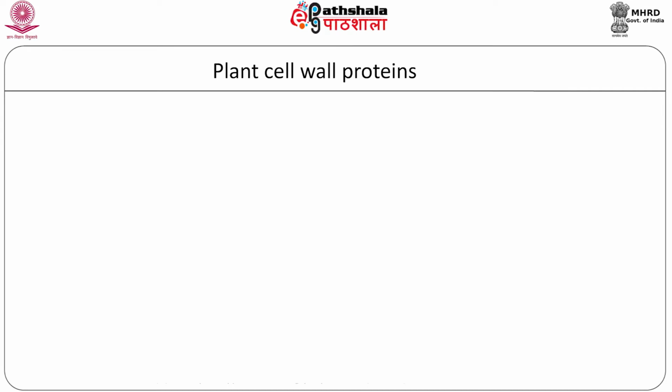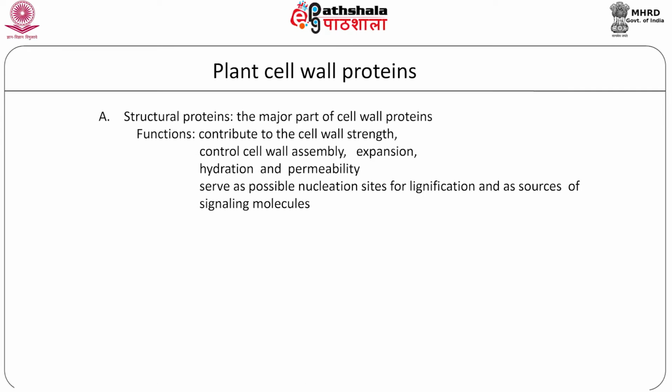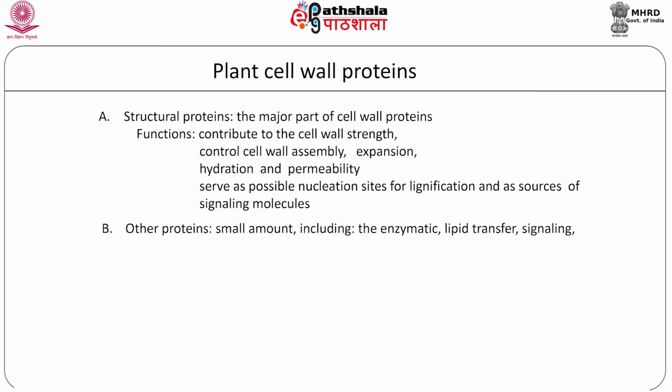Plant cell wall proteins. Structural proteins. The major part of the cell wall proteins functions to contribute to cell wall strength, control cell wall assembly, expansion of the cell, hydration, and permeability, and serve as a possible nucleation site for lignification and as a source of signaling molecules. Other proteins are in small amounts, including the enzymatic, lipid transfer, signaling and defense proteins.